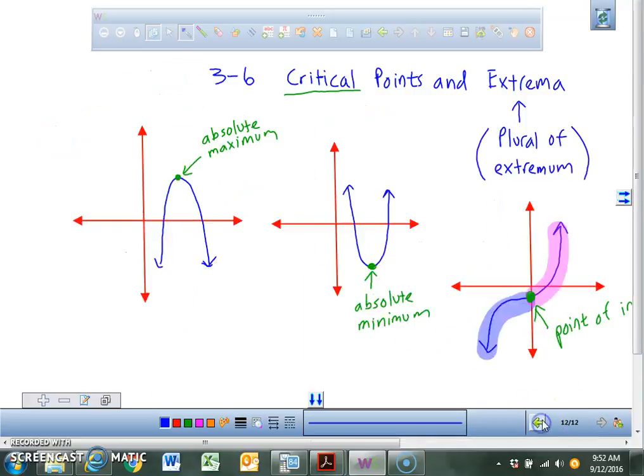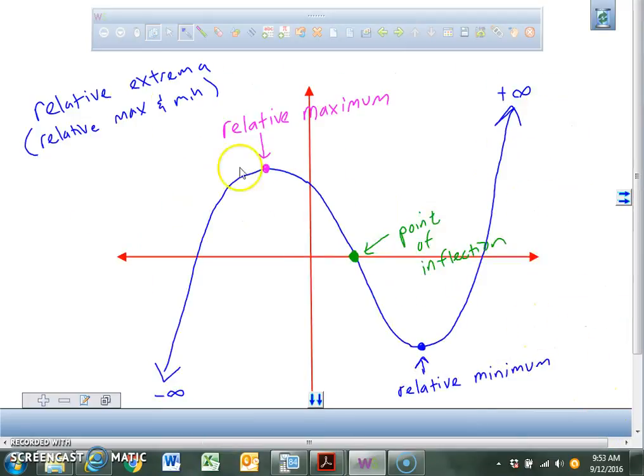Okay, so we'll go back. Right here, this is the plural of... This is singular. This is plural. So if you want to talk about the relative maximum or the relative minimum together, you'll say the relative extrema. The relative extrema is the relative maximum or the relative minimum.